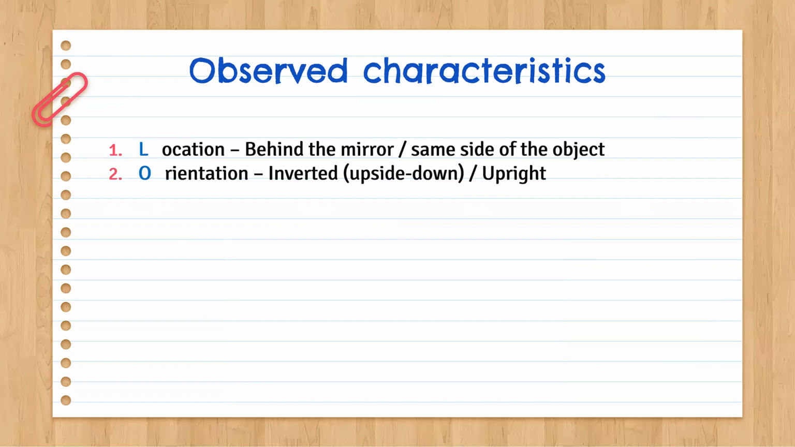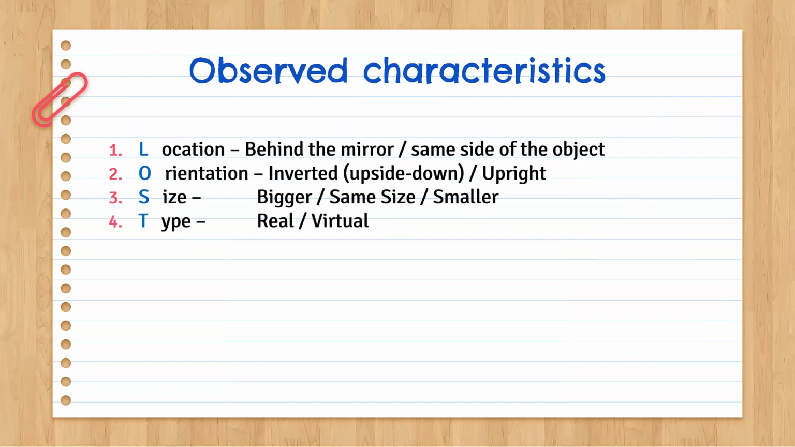O, the orientation. The image could either be inverted, it is upside down, or upright. S, or size. The image could become bigger, same size, or smaller. Number 4 is the type. The image reflected could either be real or virtual.